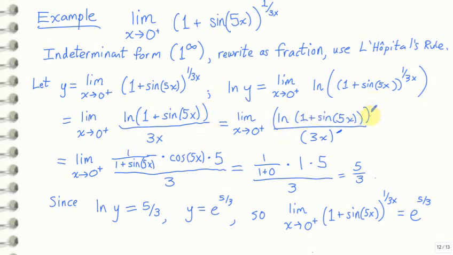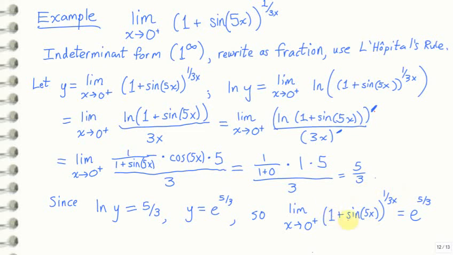The derivative of the top, that's going to be one big chain rule. We've got function inside a function inside a function. So the chain rule says, here's my derivative of that. Derivative of 3x, that's 3. So now what happens if I plug in 0? Well, fortunately, I don't have an indeterminate form. I actually get 5 over 3. So I now know that the ln of this limit, ln of y, is equal to 5/3. That tells me y is equal to e to the 5/3. So the limit of this complicated expression is e to the power 5 over 3.